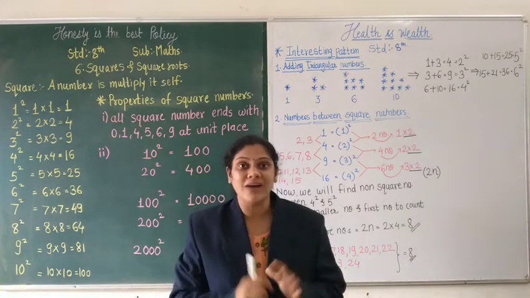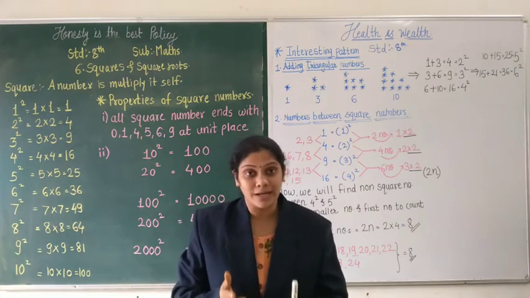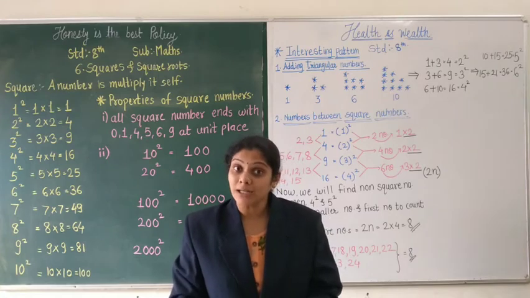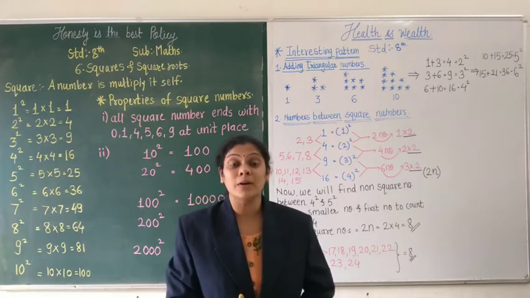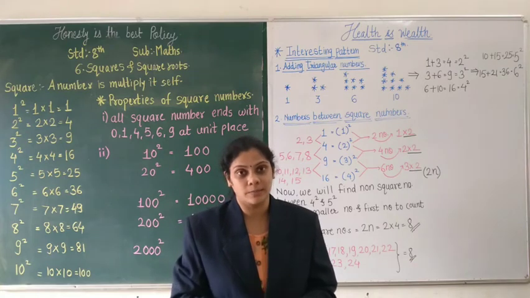9 and 5 at the unit place, we can say that it can be a square number. But it is not necessary that every number which has these digits at the unit place will be a square number.